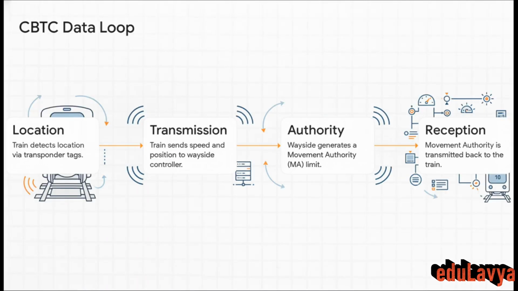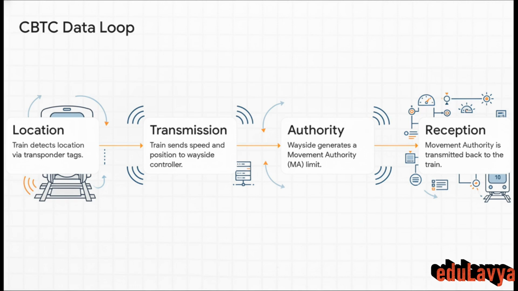So, let's look at the continuous, real-time loop that keeps everything moving safely. Step 1. The train detects its exact location by reading passive transponder tags that are physically placed on the track every few hundred meters. Step 2. The train's onboard computer wirelessly transmits this precise position along with its current speed to the wayside zone controller. Step 3.